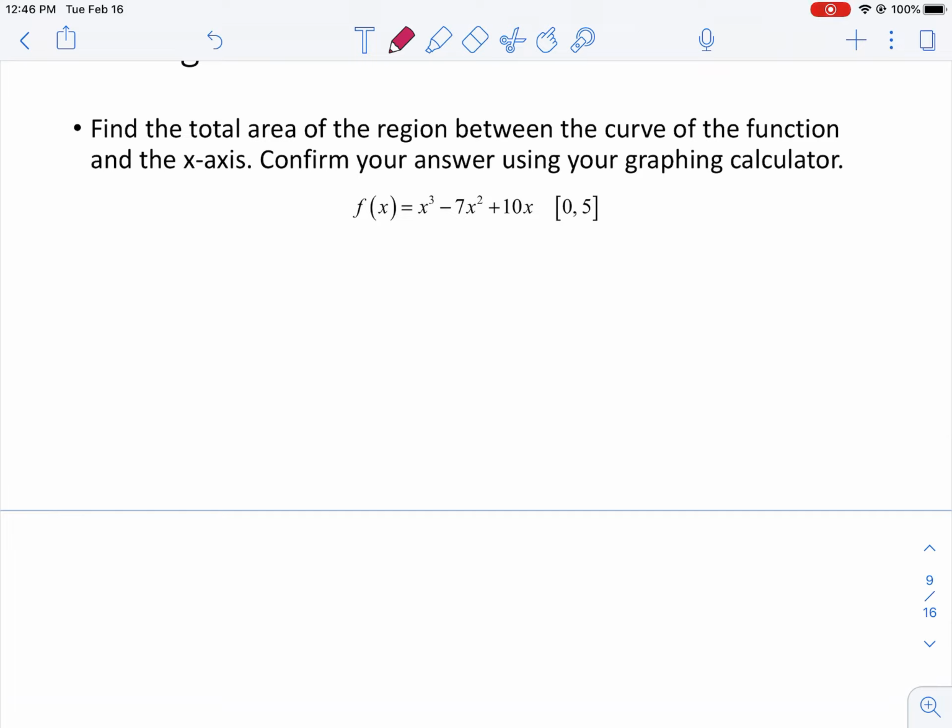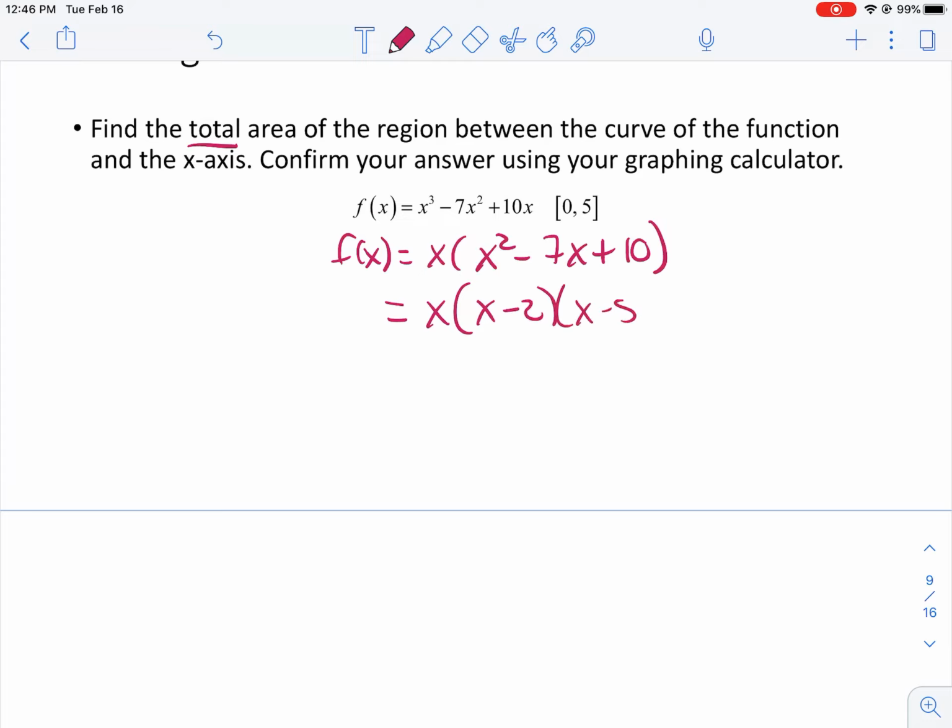Again, total is what tells me that I'm having to look at the different sections, see the ones that are above and below the x-axis. So I do need to know a little something about this graph. I know that I can factor out an x, because this is a polynomial. They all happen to have an x in front of it. And then this can actually be factored into x minus 2 and x minus 5.